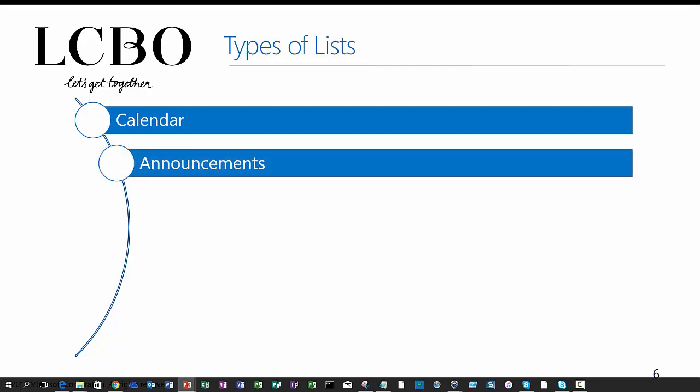The second type of list is an announcements list. Announcements are time-based news items that alert team members to promotions, deadlines, or any other newsworthy items.